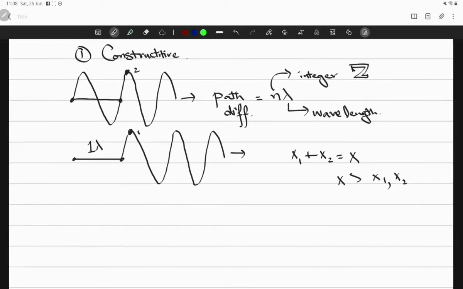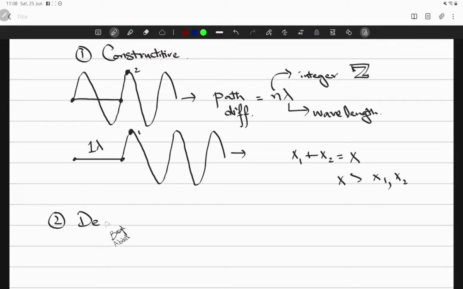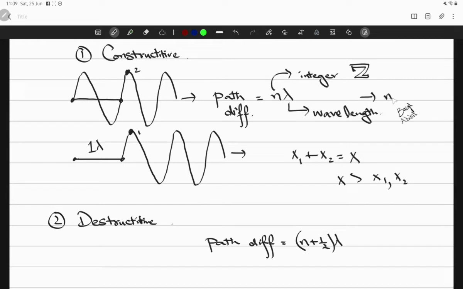Then we have another thing which is known as destructive interference. Now in destructive interference, the path difference is (n plus 1/2) times lambda. Now remember, in this case, the value of n could be plus minus 1, plus minus 2, and so on, and it can also be 0. Similarly, in this case, n can be 0, plus minus 1, plus minus 2, and so on.